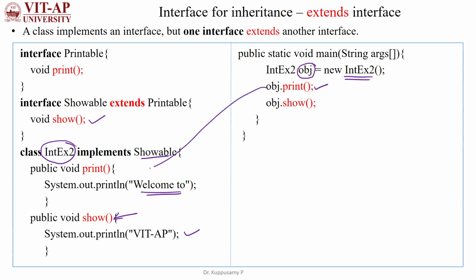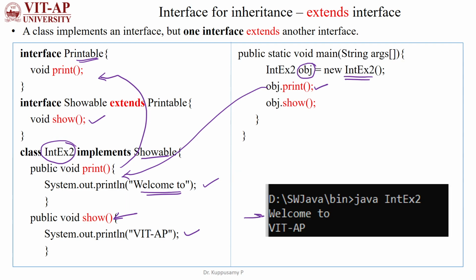Once print is invoked, the control passes over here, and at the same time it is overriding the method which is available inside the Printable interface. Then it will display the first statement. Then the show method is invoked, the control passes over here, and at the same time the show method is overriding in this place. Then this statement prints VIT AP, right?